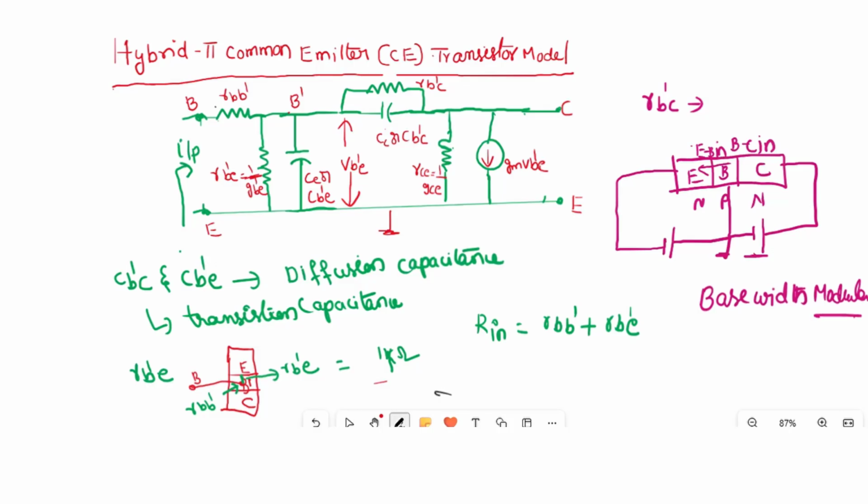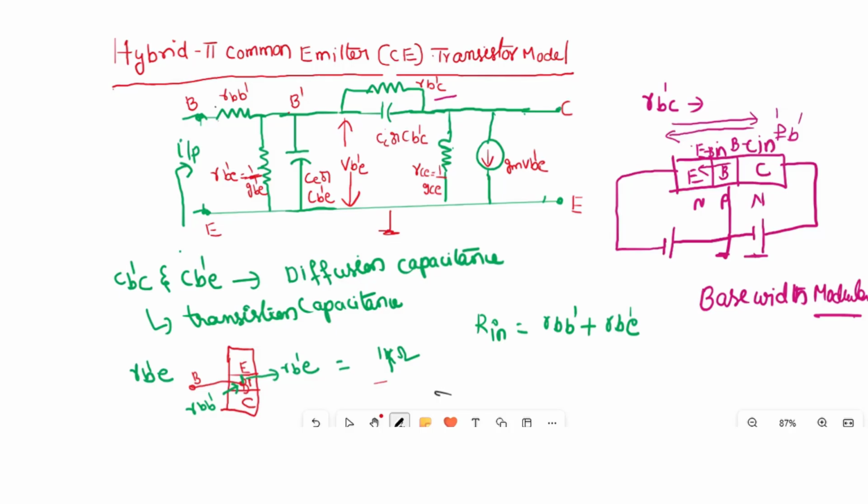Base width modulation is the concept of change in base width with respect to the applied reverse voltage. As the base width decreases, the base carriers are going into the emitter, which will increase the emitter current. That further increase in emitter current will increase the collector current. The phenomenon is going like this: again from the emitter, again the collector current is increasing. This is called feedback. So to include this feedback concept between input and output, we include a small resistance called RB'C between B' and C.